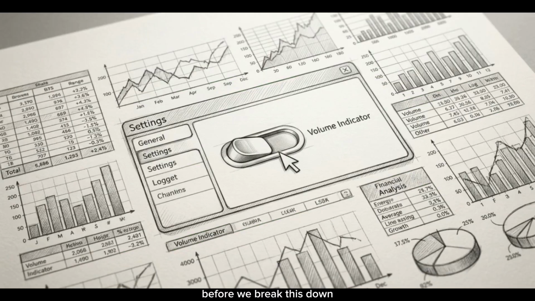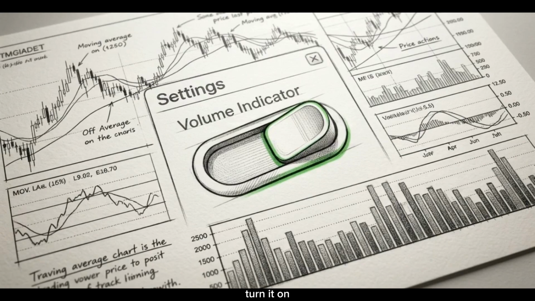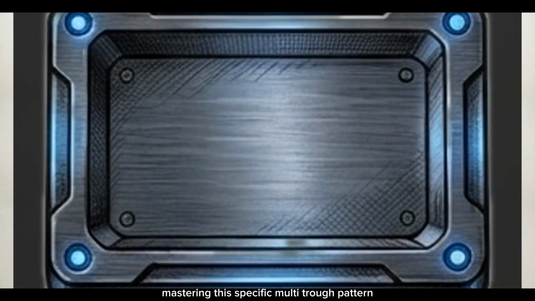Before we break this down, open your charting software and locate your volume indicator. Turn it on. We are going to need it to verify this pattern. Mastering this specific multi-trough pattern removes the guesswork. It gives you clear entry signals and highly specific measurable profit targets.